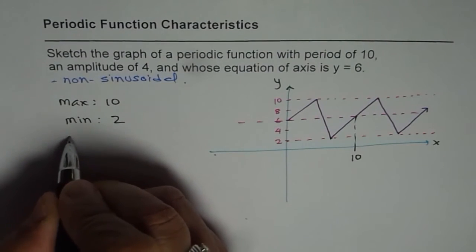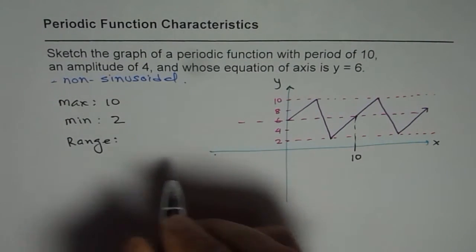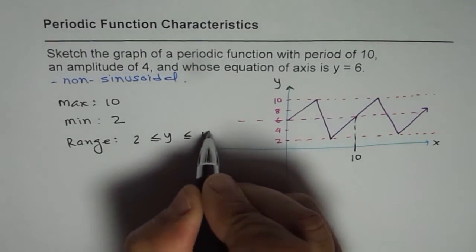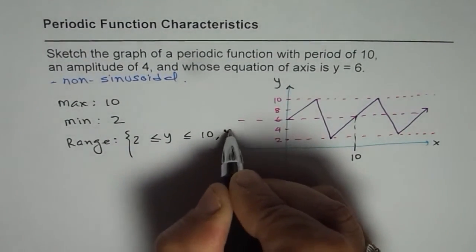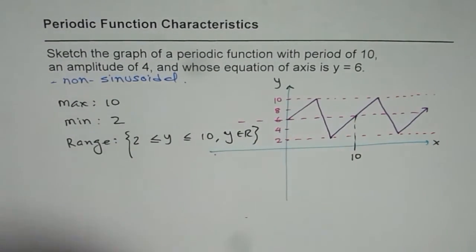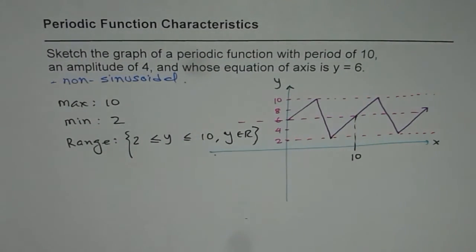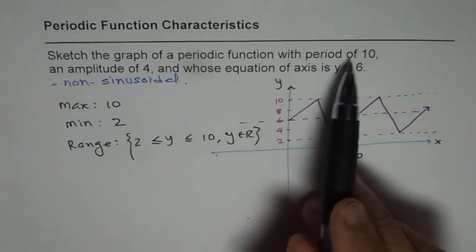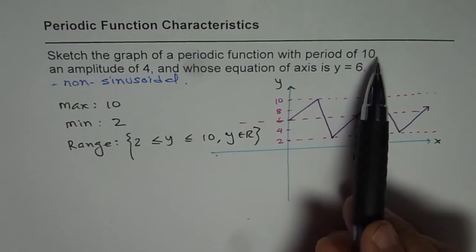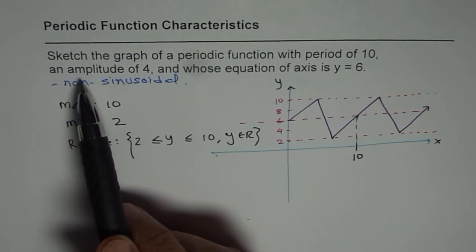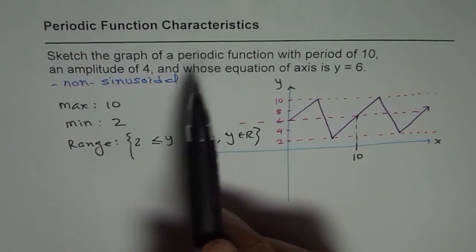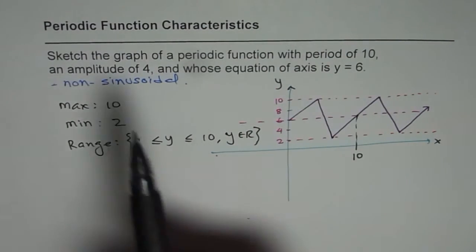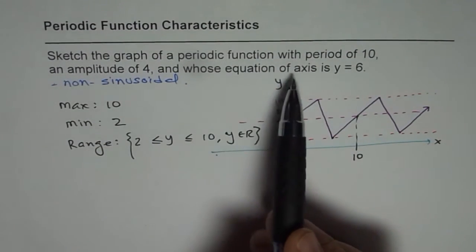So we have a range for this function as y values greater than or equal to 2 and less than or equal to 10, where y belongs to real numbers. So these are the characteristics which I can draw from the given graph. Well, the question is only to sketch a periodic function with period of 10, an amplitude of 4, and whose equation of axis is 6.